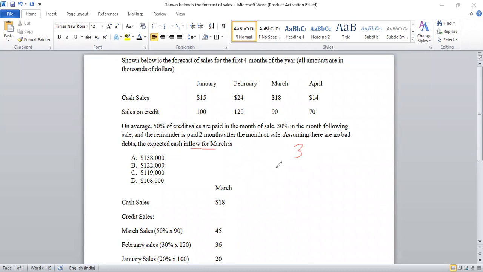Let's say that the credit sale happens in January. So one portion of the amount, that is 50%, is received in January. Then we see that another 30% is received in the next month, so it will go to February. Then the balance of it would be 20%. Now 20% will go to March.